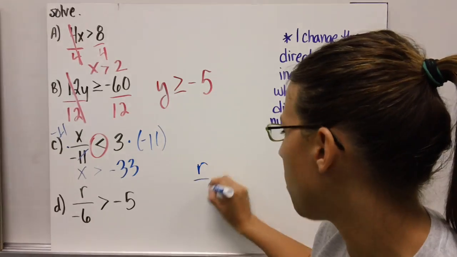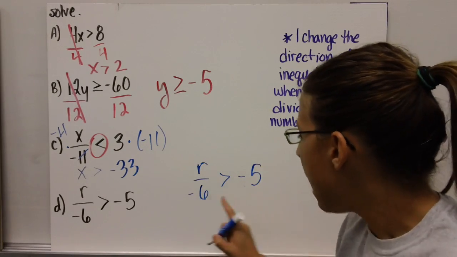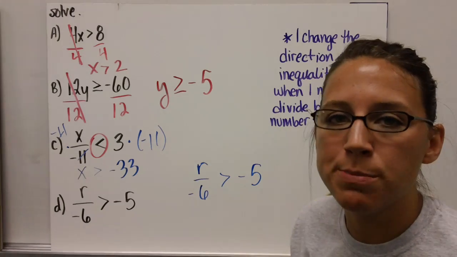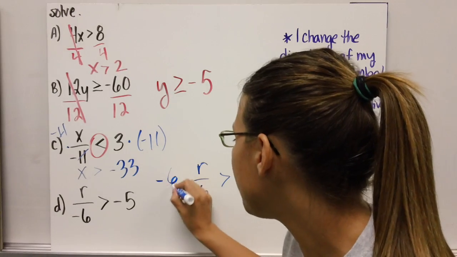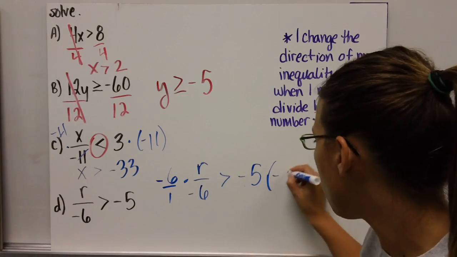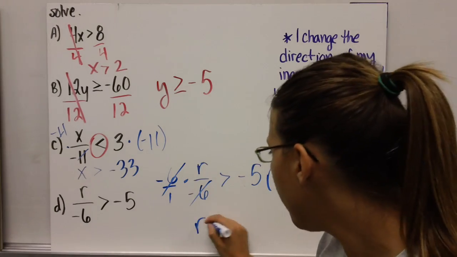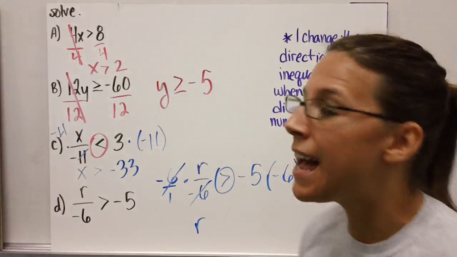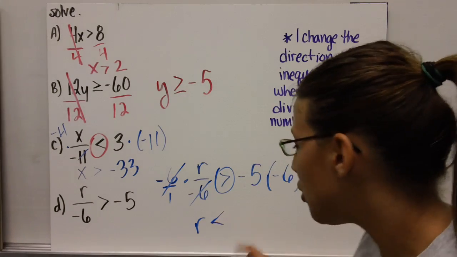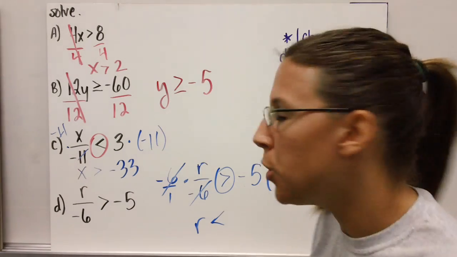And now r divided by -6 is greater than -5. I'm going to rewrite this over here so you can see my work a little bit better. Now to solve, the opposite of division is multiplication. When I multiply on both sides by -6, and it's technically -6 over 1, this gives me 1r. I multiplied by a negative on both sides. Circle that sign, because when I did that, I have to change the direction of that sign in order for the inequality to remain true.